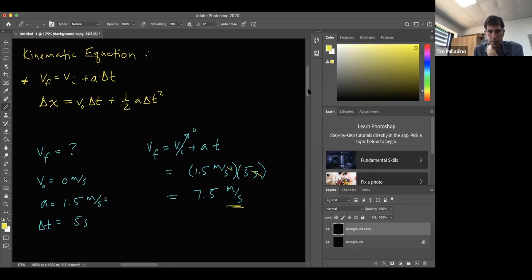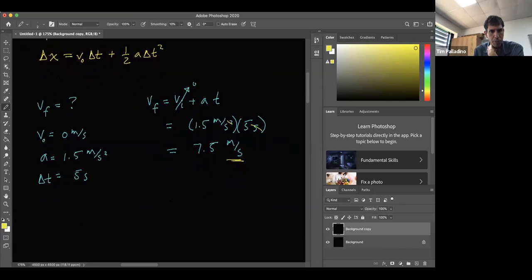Now, a few things that I wanted to point out. This first problem didn't really tell you what direction the car was accelerating. It just said a car is accelerating from rest. It didn't say whether it was positive velocity or negative velocity, but we made the assumption, which is okay for this problem.